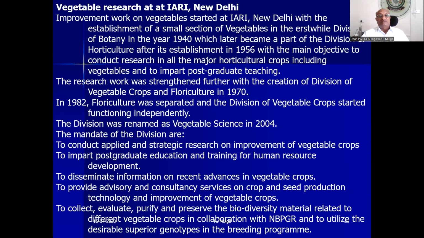The mandate of the divisions when they were created was to conduct applied and strategic research and improvement of vegetable crops, to impart postgraduate education and training for human resource development, to disseminate information on recent advances in vegetable crops, to provide advisory and consultancy services on crop and seed production technology and the improvement of vegetable crops, and to collect, evaluate, purify, and preserve the biodiversity material related to different vegetable crops.